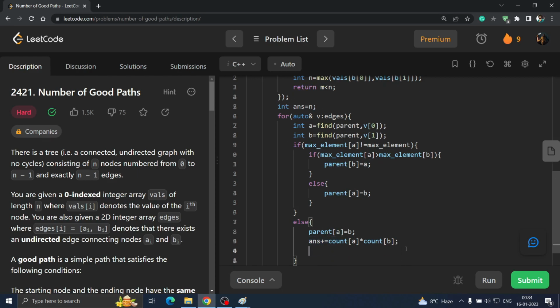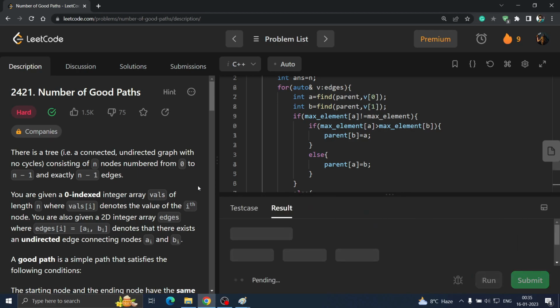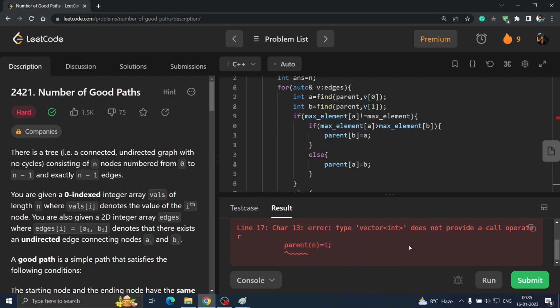Okay, and you also have to add it in the count function to update the frequency. If you do not do this step, you will get an error in certain test cases. So I have to write this step. Okay, so it is count b plus equal to count a. So you are updating the frequency array as well, and we are updating the count. And when all of this is done, you will return the answer. Don't worry, I know it is a hard question. I will explain it again in brief. Let's just check whether it is running or not.